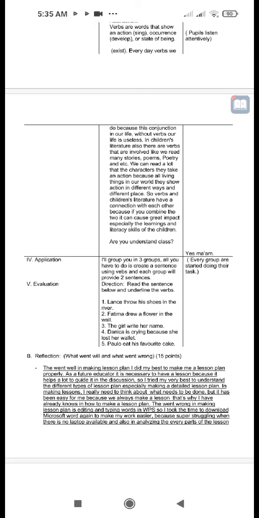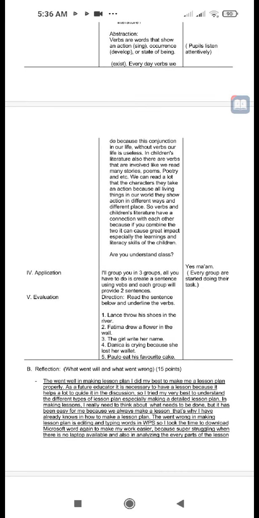In the evaluation, this is the part where the knowledge of the students is tested, to see whether they really understand the lesson. The teacher gives a 5-item test: read the sentence below and underline the verbs. When they read and know the verbs, they underline them. This tests whether the students understood what they discussed.